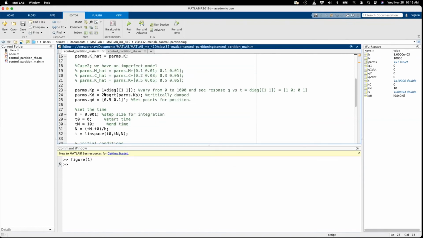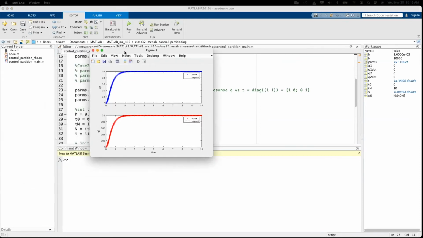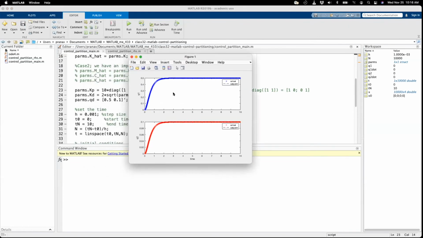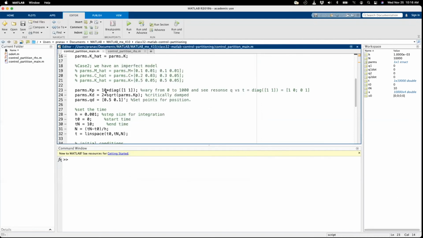So 1, let's make it 10. Okay, so this is the response now with a gain of 10. And you see that it's going to 0.5, 0.1 in about 2 seconds. And I can keep ramping it up.